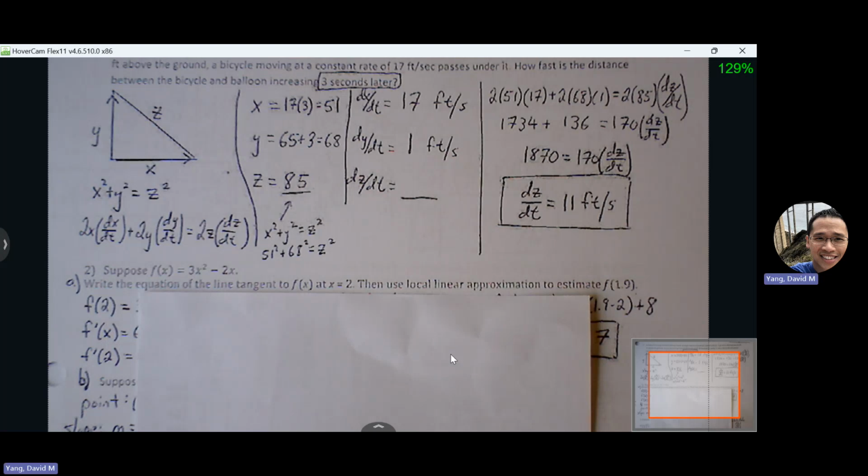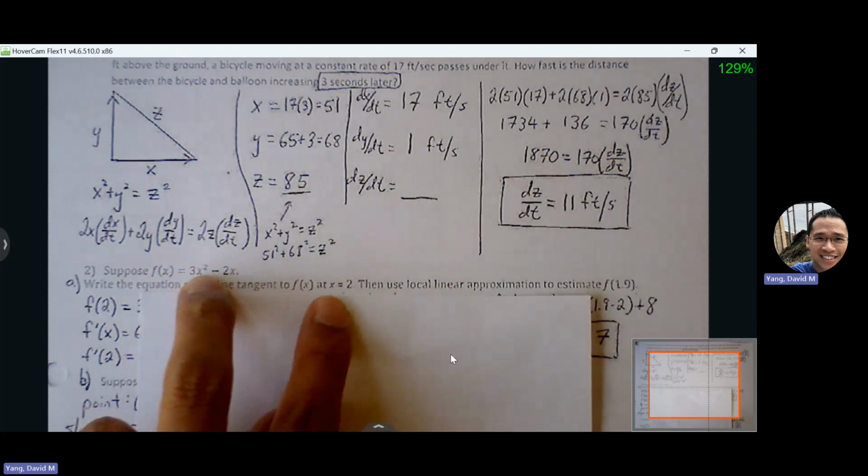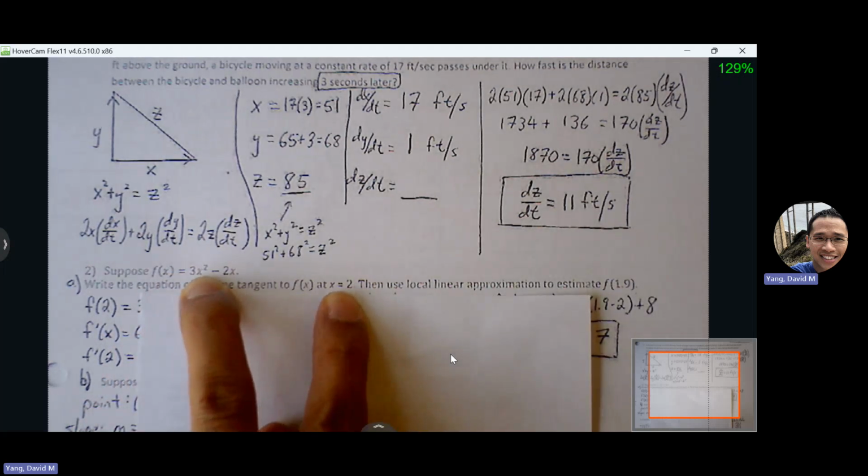Any questions with one? All right, number two. This is a linear approximation. So with linear approximation, remember your decimal is the last thing that you worry about. We don't worry about the decimal. Your focus is trying to build that tangent line equation. So use the x value to get your ordered pair from the function.